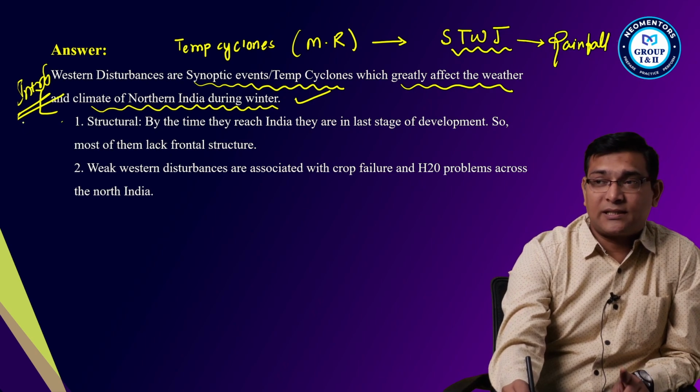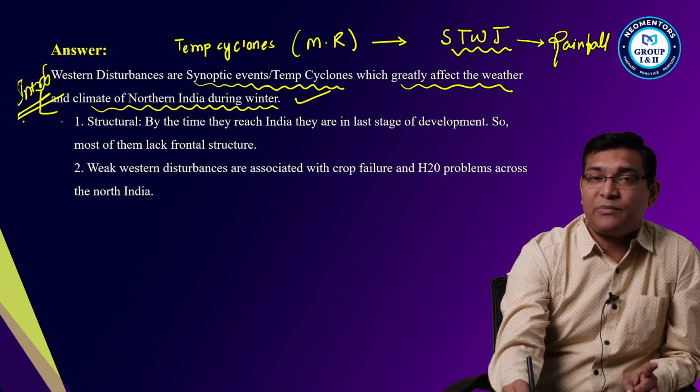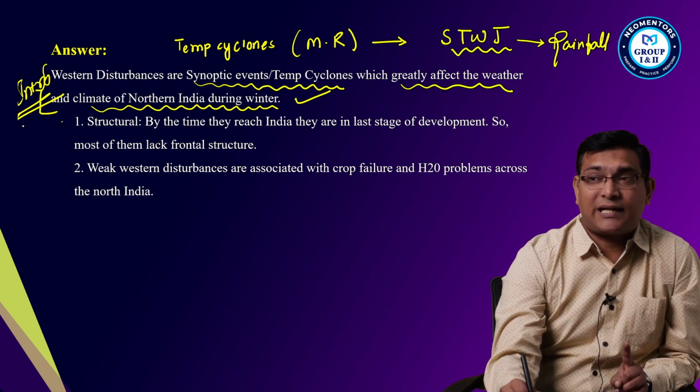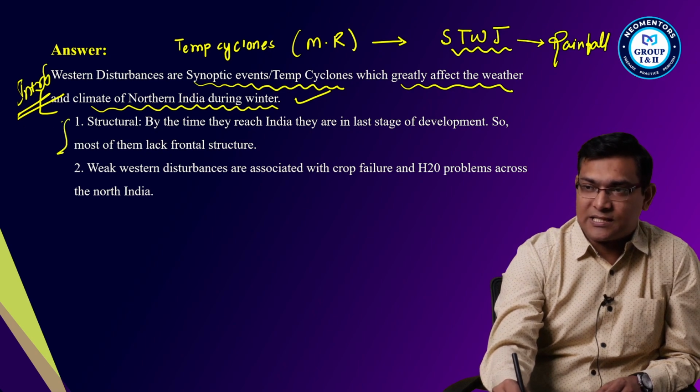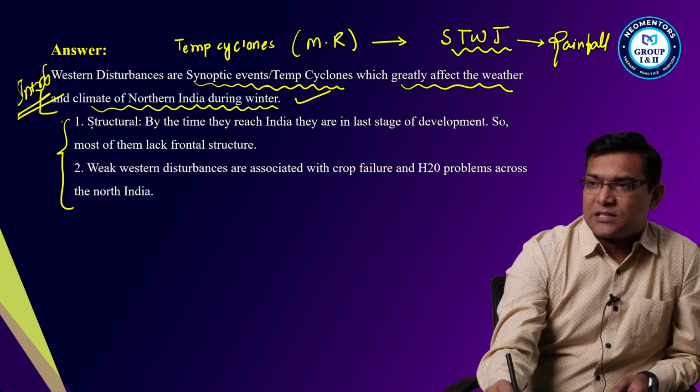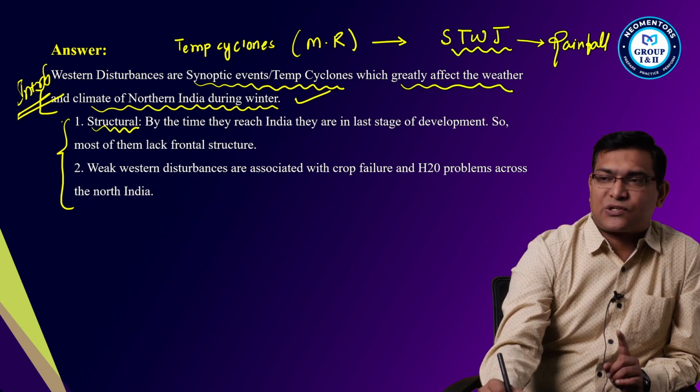Now what is the question? Examine the characteristics and distribution. Now we have to write the characteristics of what? Characteristics of western disturbances, right? So what are the characteristics? See, structural character. First is structural.